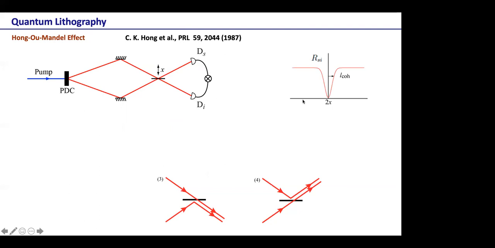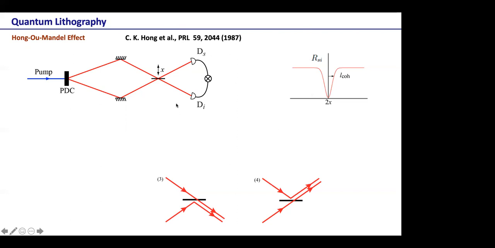If you look at the coincidence, then when this X is zero, that means when there is no path length difference between this and that, you see no coincidence, because both photons are either going this way or going that way. Hence there's no probability that one goes this way and one goes that way, and hence there's zero coincidence. Of course, if you move away from that balanced position, you do start seeing some coincidence. That's called the Hong-Ou-Mandel effect.